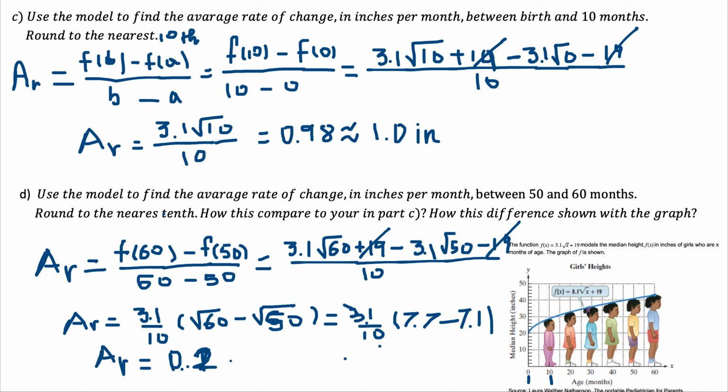So it's 0.2, and in part C it was 1 inch between birth and 10 months. So we are comparing those two now. The average rate between 50 months and 60 months was 0.2 inches per month, but the rate was 1 inch per month during the first 10 months. During the first 10 months, the girl is growing very fast compared to the period from 50 to 60 months.